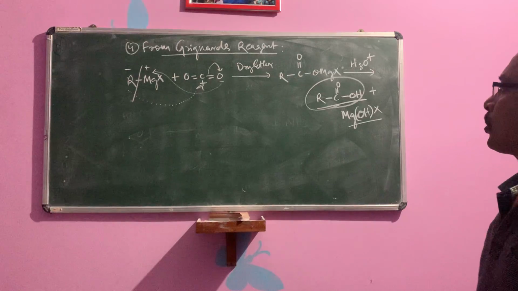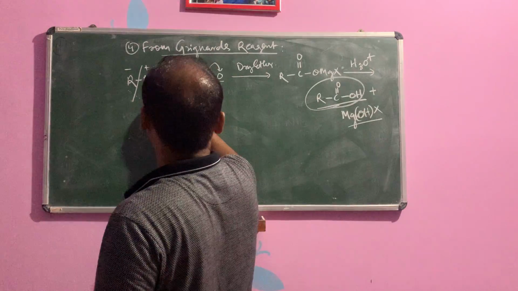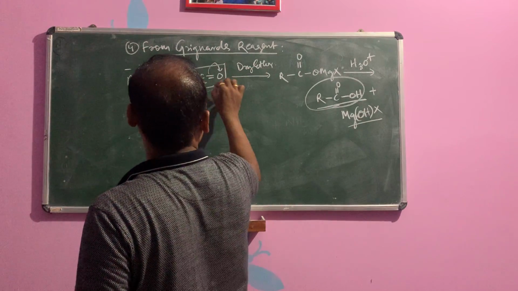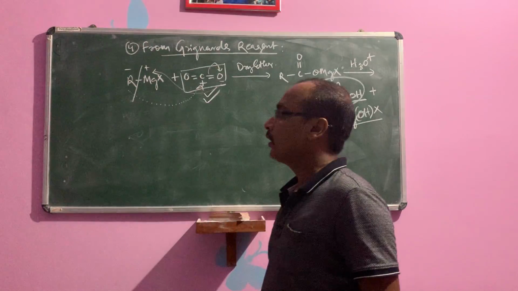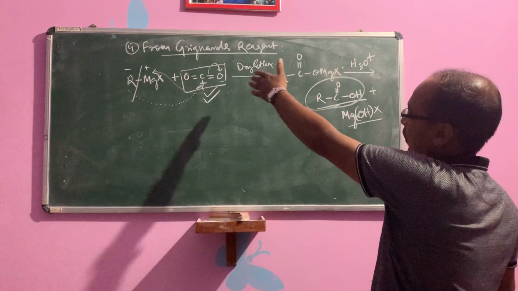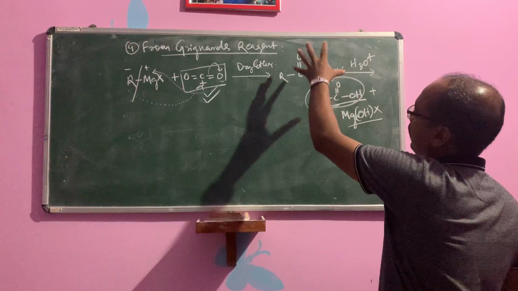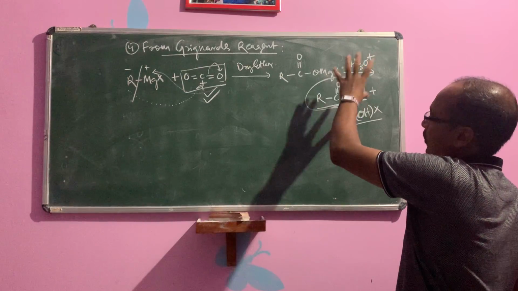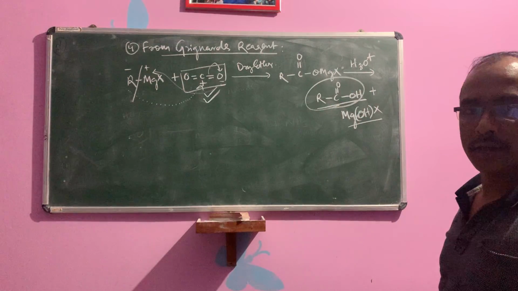So, Grignard's reagent and carbon dioxide. This is important: carbon dioxide with Grignard's reagent, given in dry ether as a catalyst, then complex formation, hydrolysis, and carboxylic acid. This is from Grignard's reagent.